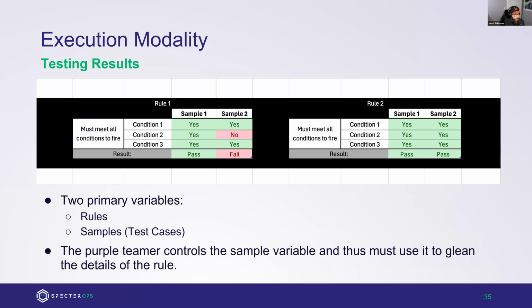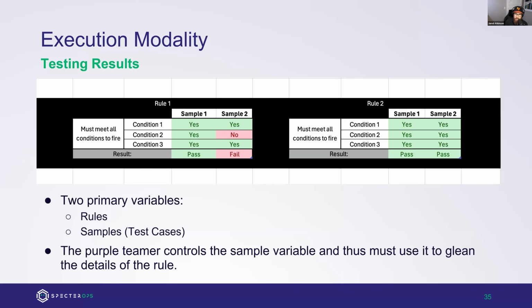And so what we're looking at here is a table, and there are two primary variables: the rule that we're looking at and its associated conditions, and the samples or test cases that we're executing. Generally speaking, the purple teamer only has control over the sample, not over the rule that's being used. We're not creating the rules, we're evaluating the rules. So we're selecting a set of samples or test cases that will help us glean information about the rule.